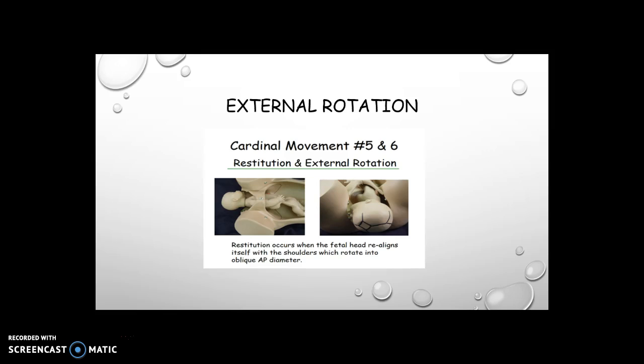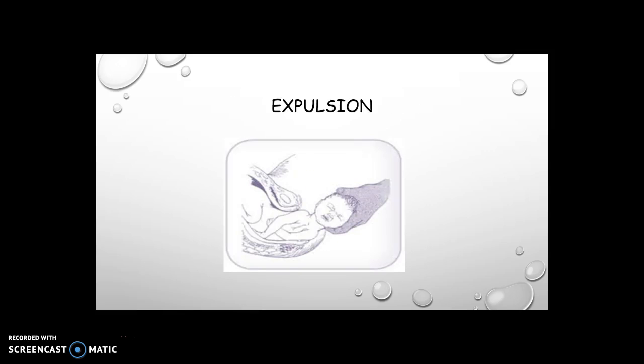Restitution occurs when the fetal head realigns itself with the shoulders, which helps to rotate it into an oblique AP diameter. And then the last is expulsion. The thing with these cardinal maneuvers is you need to know that they exist, because it's important to see what happens. And I think we have time, so I'm going to show you this video.